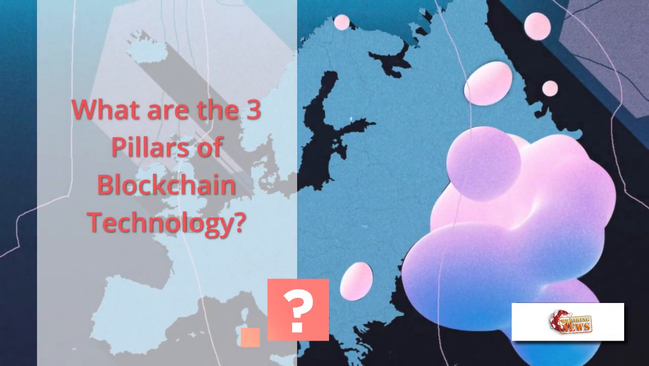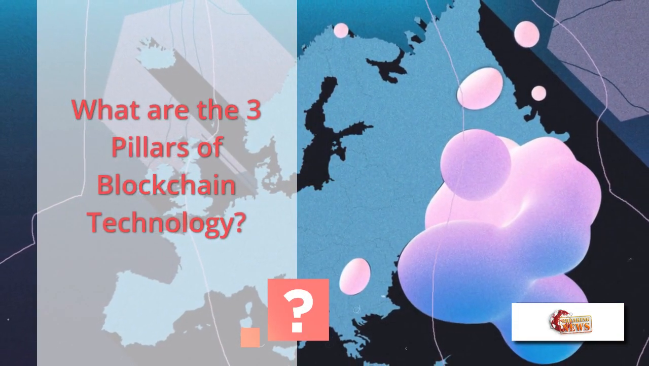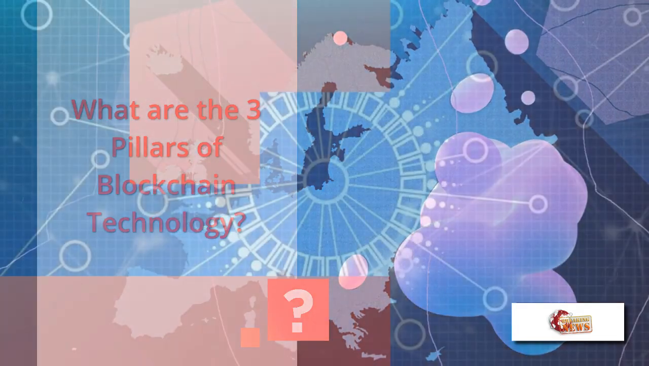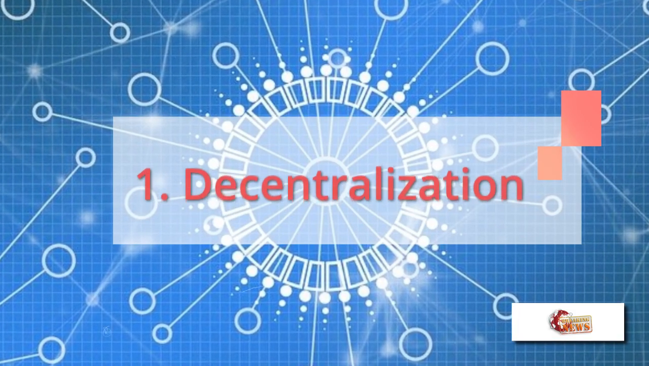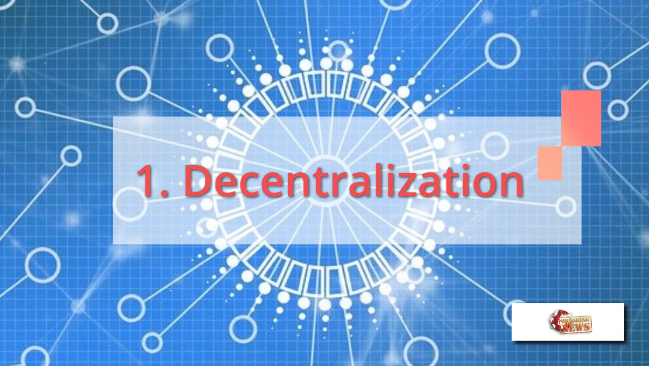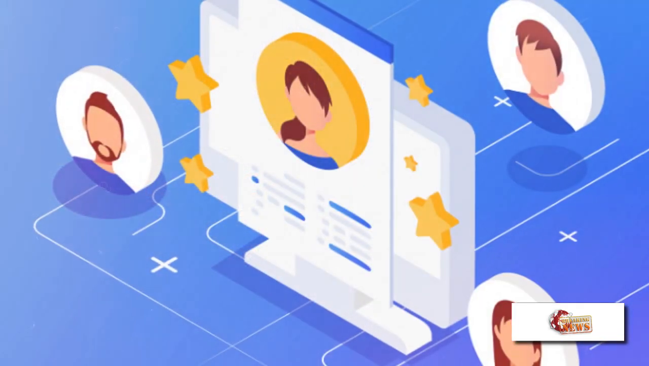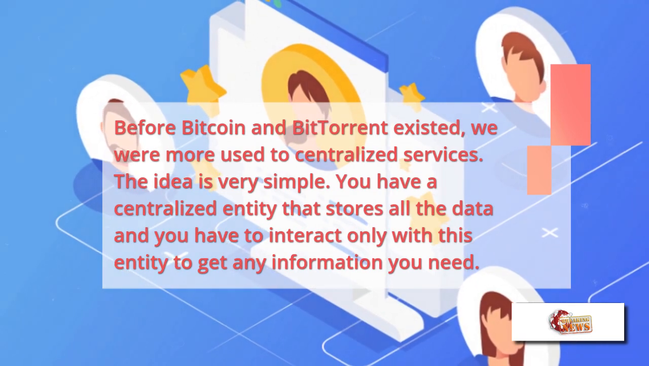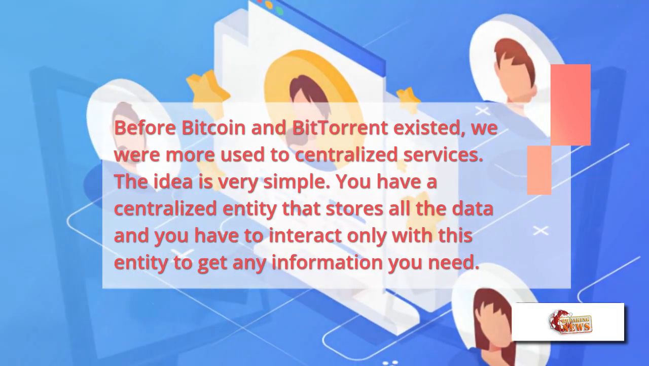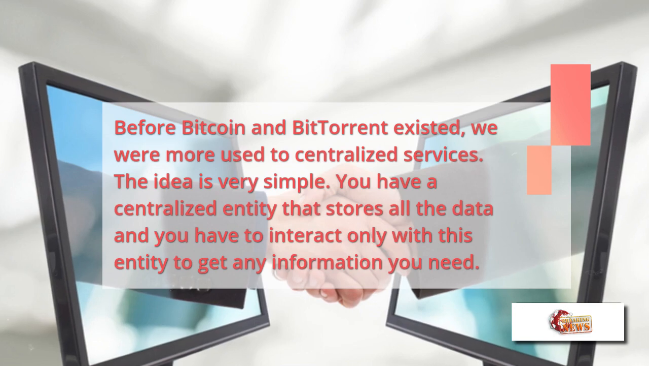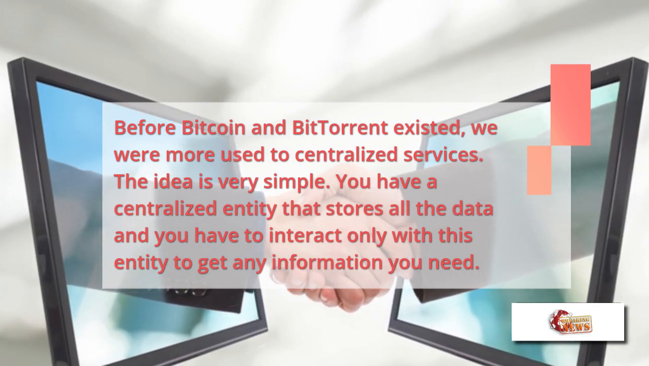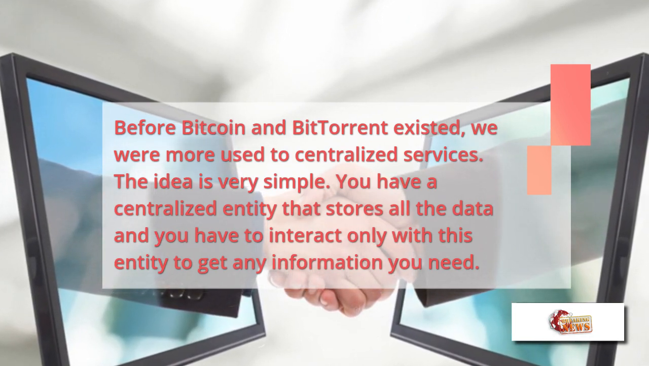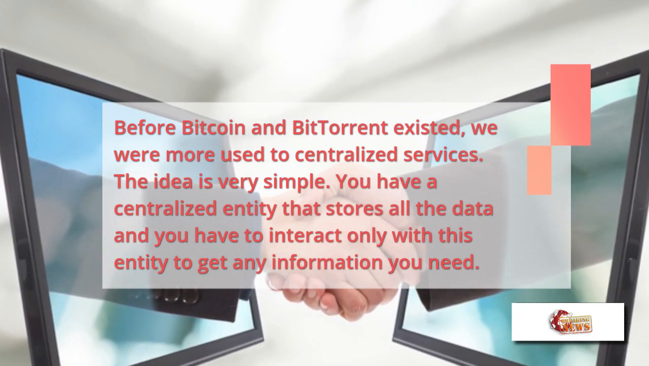What are the three pillars of blockchain technology? 1. Decentralization. Before Bitcoin and BitTorrent existed, we were more used to centralized services. The idea is very simple. You have a centralized entity that stores all the data, and you have to interact only with this entity to get any information you need.